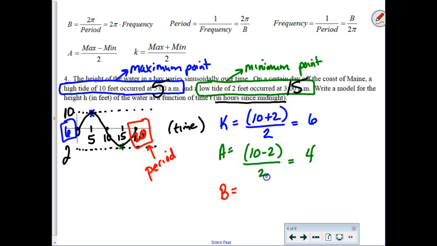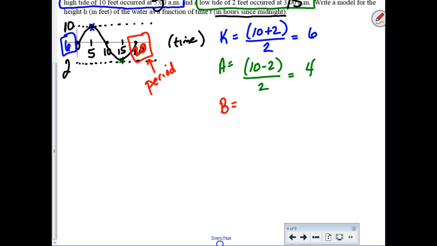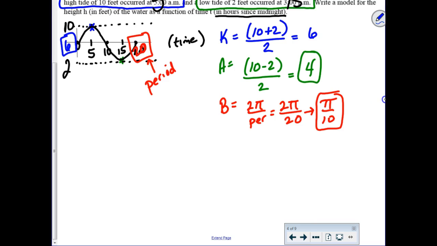How do you find B? How do you calculate B? 2 pi divided by period. Very good. So for us, that would be 2 pi over 20. I want you to give me the prettiest version of this you can. The 10 is on the bottom though, isn't it? So it's pi over 10. There's B. Here's A. Here's K. Put them in the formulas and let's be done.